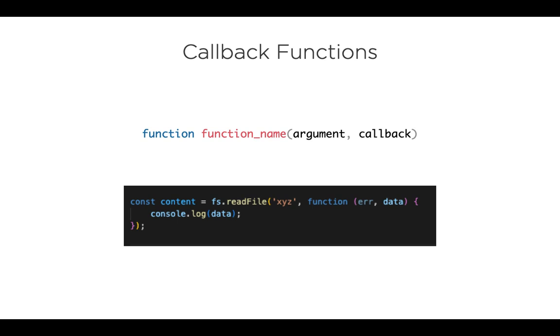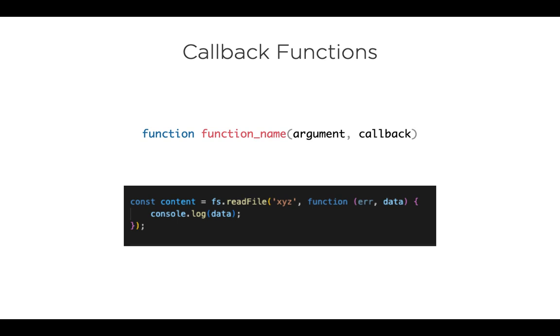So these are special types of functions which are passed as arguments to the main function. When the main function execution completes, the callback function is called. For example, when the file read activity is complete. This approach allows Node.js to make asynchronous calls and handle multiple requests simultaneously without blocking the execution thread, resulting in better performance and scalability.